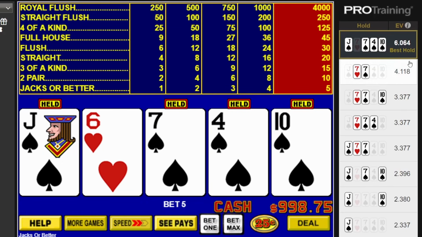So good amount difference. So I thought that was really close, but it's a 4.1 to a 6. So that's a big difference. So definitely you want to go for the flush if you're showing an overcard and the pair is not a winner yet, a lower pair.